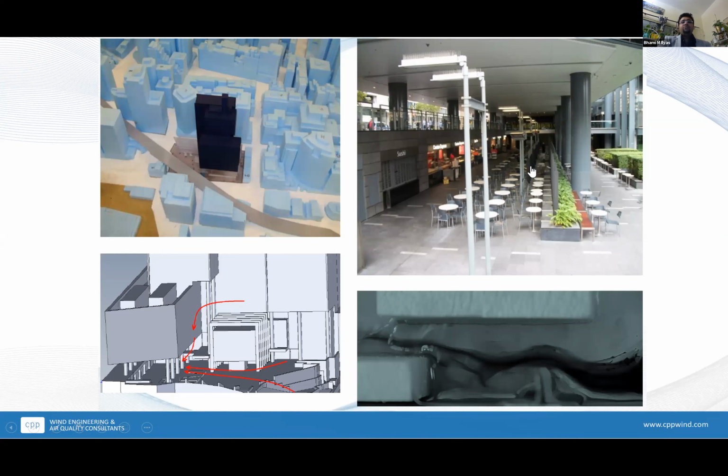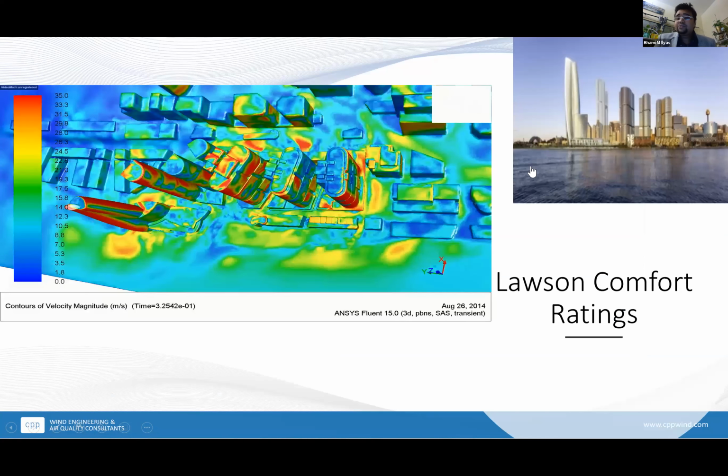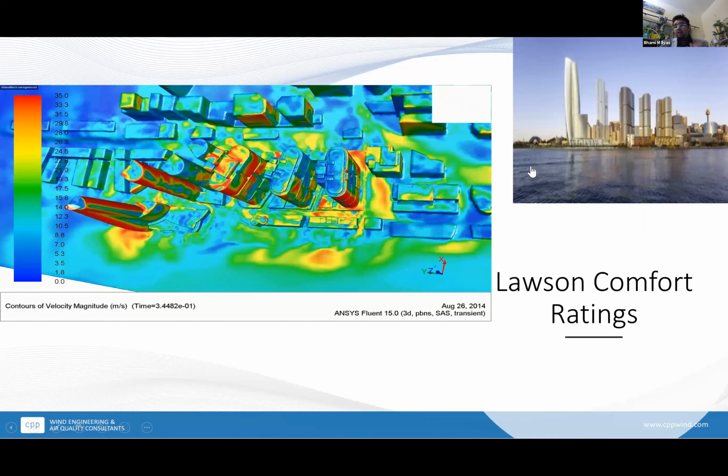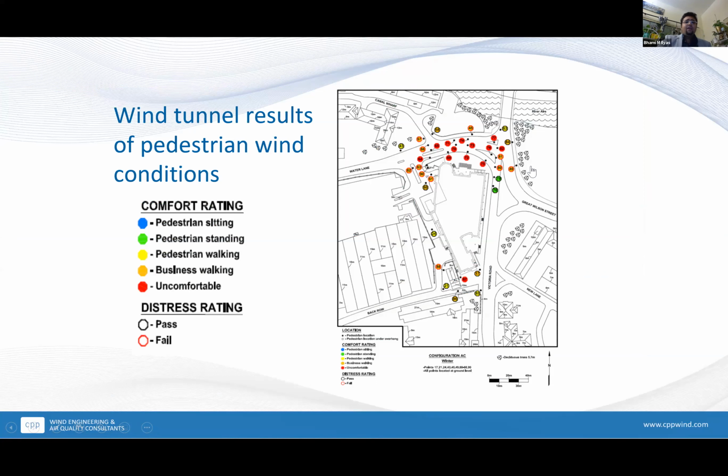So we do this for cities, and we do this for particular projects. We come up with different laws and criteria to look at how the wind is interacting in and around the environment, in terms of pedestrian comfort. So we classify them as sitting, standing, walking, business walking, and then there is something called a flag. It becomes very uncomfortable in some cases.